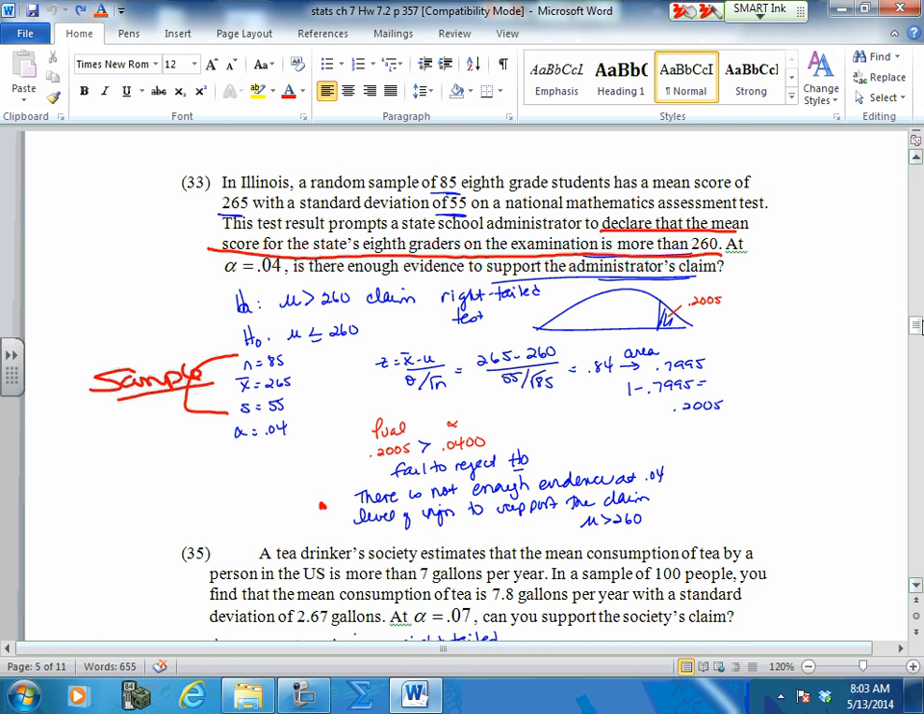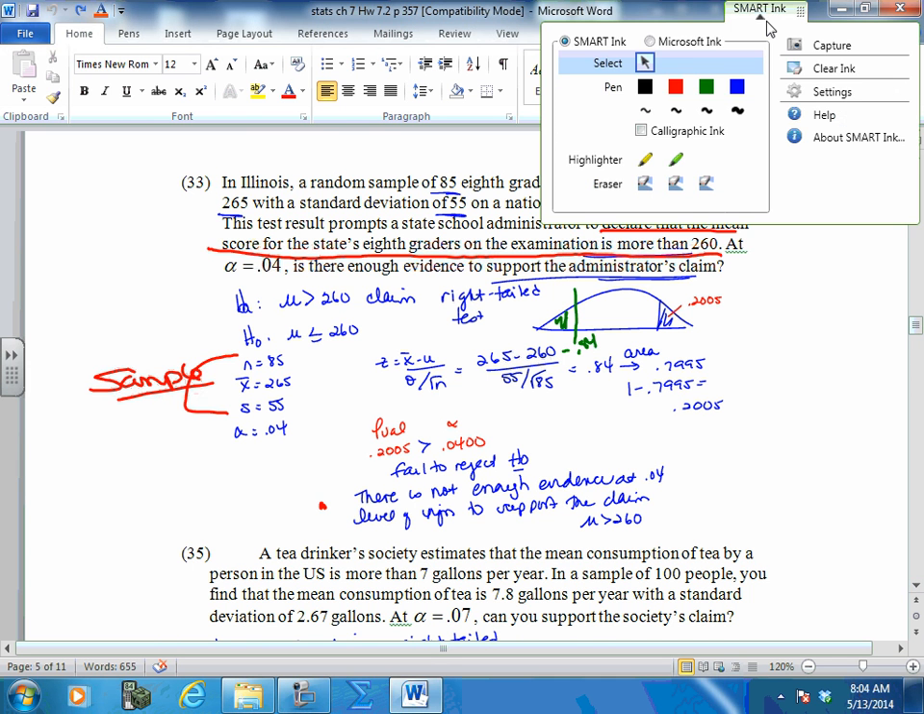Your claim is your HA. You failed to reject your HO, which means you can't support your claim at HA. So there's not enough evidence to support this claim. You should have looked into it a little bit better. Again, when you look up the z-score, if you want to look it up over here instead, you get the same area under your curve. You're still doing a right-tail test, but your area is exactly the same.